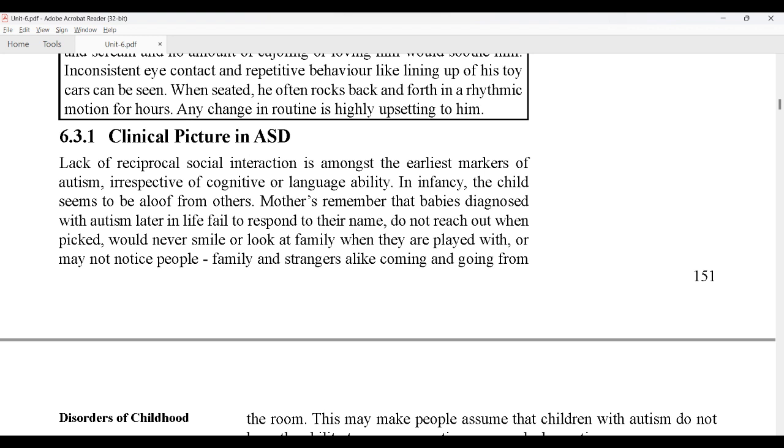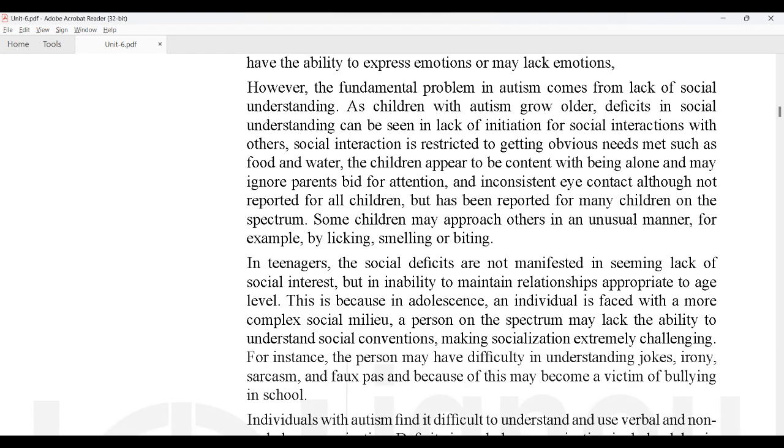This may make people assume that children with autism do not have the ability to express emotions or may lack emotions. However, the fundamental problem in autism comes from lack of social understanding. As children with autism grow older, deficits in social understanding can be seen in lack of initiation for social interactions with others. Social interaction is restricted to getting obvious needs met such as food and water. The children appear to be content with being alone and may ignore parents' bid for attention, and inconsistent eye contact, although not reported for all children, has been reported for many children on the spectrum.